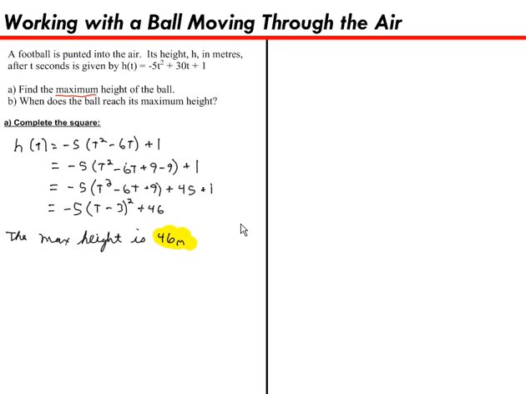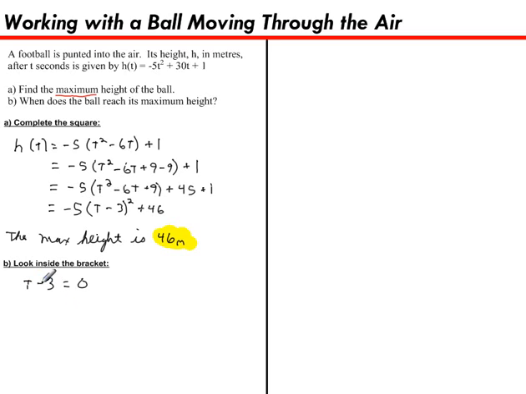Now let's answer part B. Don't let it fool you. Part B is actually quite simple. The maximum height is 46 meters, and it achieves that height whenever we have a 0 in this bracket. So what would t have to be to make a 0 in the bracket? Well, we can show that with a bit of algebra. We can just say t minus 3, whatever's in the bracket, and set it to 0.